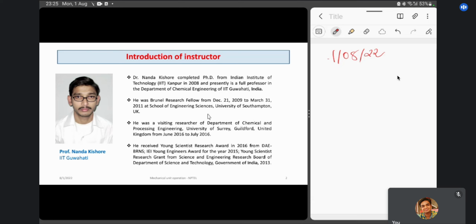He has some achievements, like Brunner Research Fellow. He was a Brunner Research Fellow in the UK from 2009 to 2011. He was a visiting researcher in the Department of Chemical Process Engineering in the UK in 2016. He also received many research awards, out of which are the Young Scientist Research Award in 2016, the Young Engineer Award in 2015, and a Young Scientist Research Grant from SERB DST Government of India.